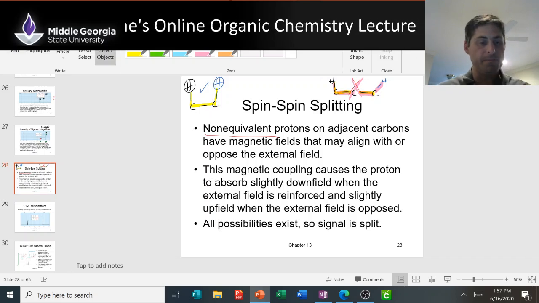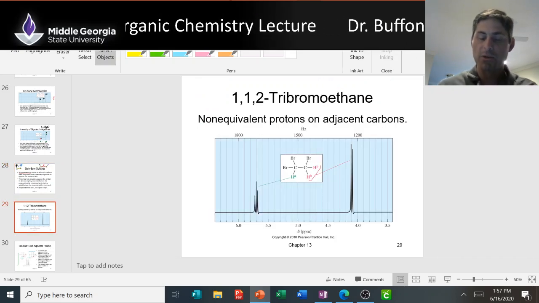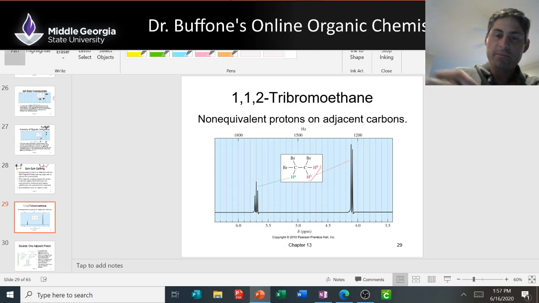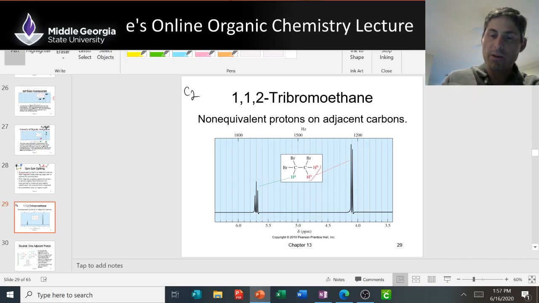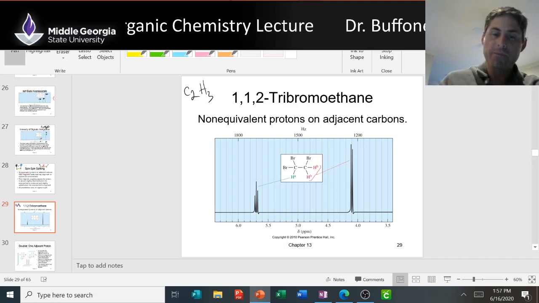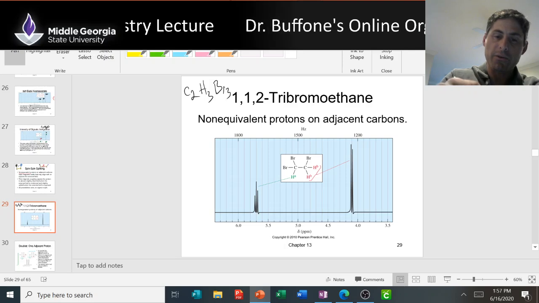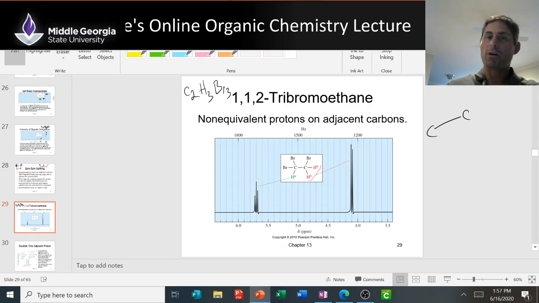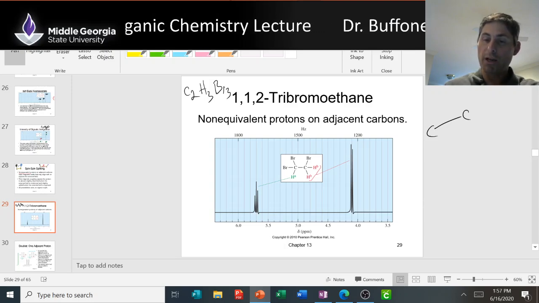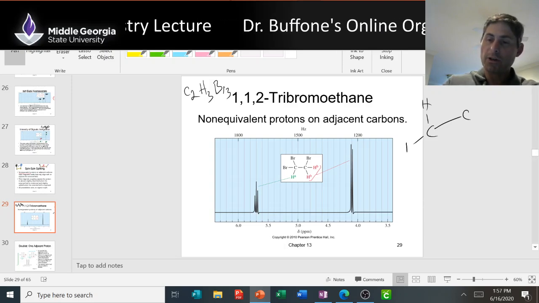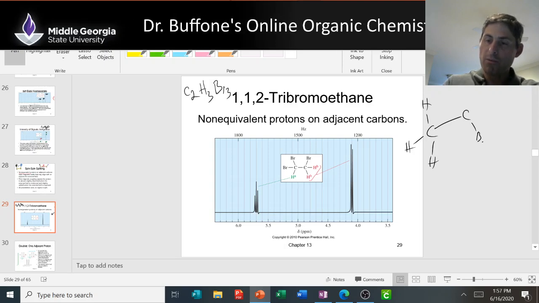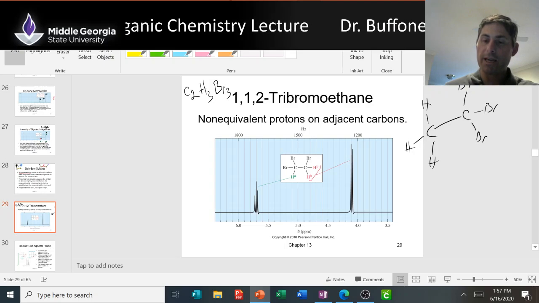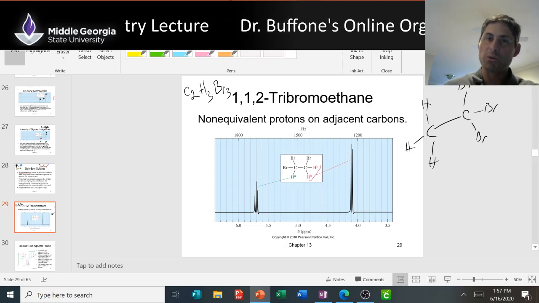So check out this simple molecule here. What we have is C2, 2 carbons, H3, 3 hydrogens, Br3. There's only one way to connect 2 carbons, carbon-carbon bond. Now, you can put all 3 hydrogens on 1 carbon and all 3 bromos on the other one. That's one possibility for this structure. If that were the case, you would only get 1 signal, which would be a singlet.